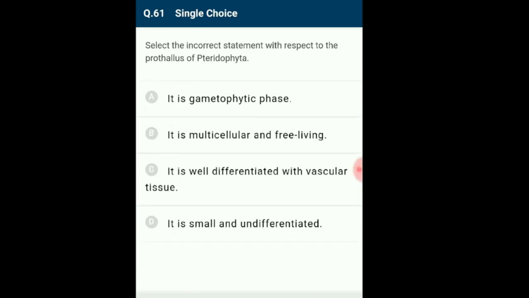Question number 61. Select the incorrect statement with respect to the prothallus of pteridophyta. Prothallus of pteridophyta is a multicellular free-living green photosynthetic gametophyte, but it is an undifferentiated thallus, similar to the gametophyte of bryophyta. So the answer is option C. It is well differentiated with vascular tissue. That is the incorrect statement with respect to the prothallus of pteridophyta.